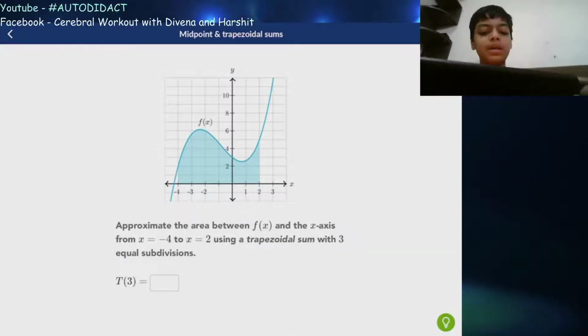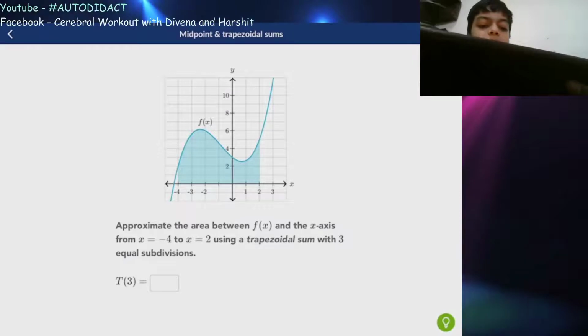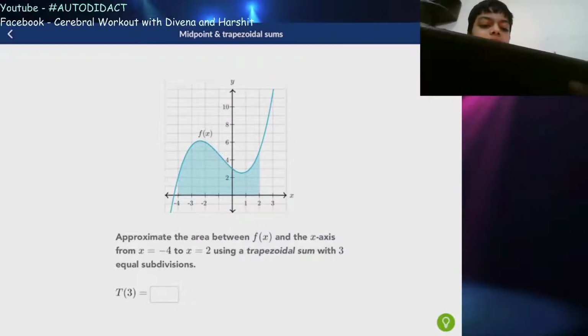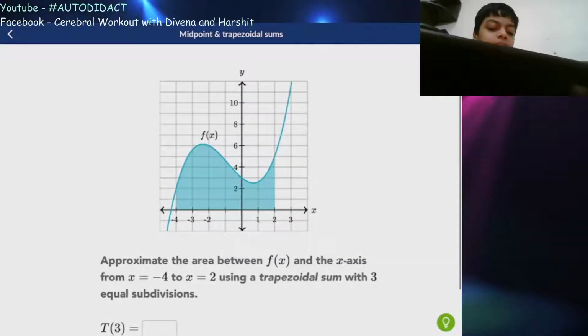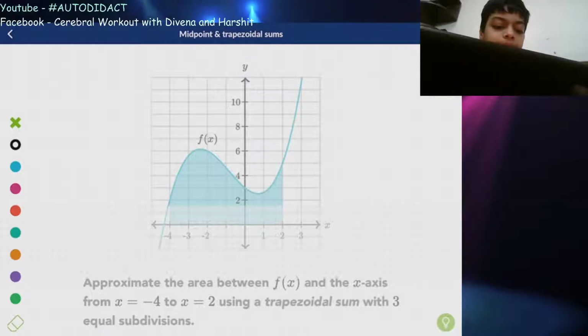Okay, approximate the area between f of x and the x-axis from x equals -4 to x equals 2 using a trapezoidal sum with 3 equal subdivisions. Okay, so they will have a delta x of 2.